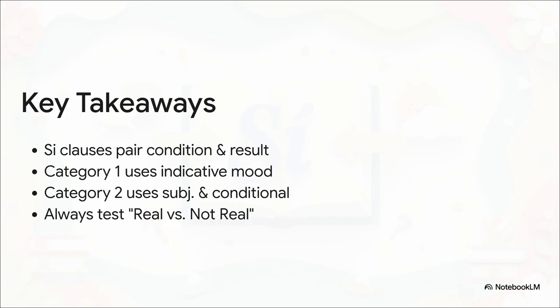Category 2 is for your unlikely daydream situations. It always pairs the imperfect subjunctive with the conditional. And honestly, the most important takeaway, before you build any sentence, always run that test. Ask yourself, is it real or not real? Answer that, and the rest literally falls right into place.